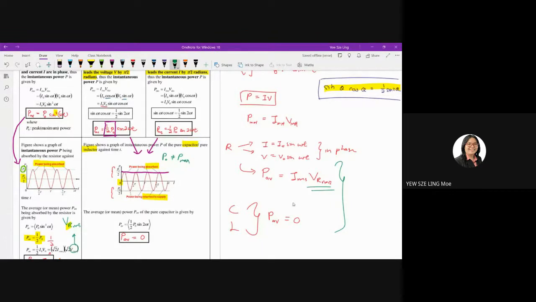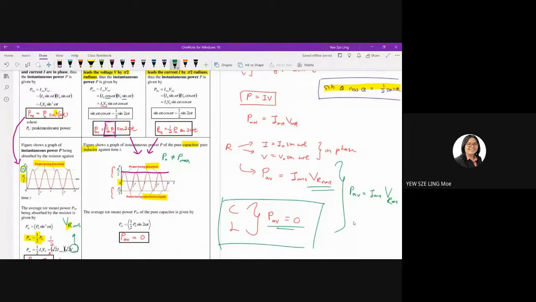That's why when questions ask you to calculate the average power, it doesn't matter what type of circuit you are looking at, the average power P average is always equal to I RMS times V RMS, regardless of how many components you have in the circuit. It doesn't matter. Why? Because the average power across your capacitor and inductor is always equal to 0.